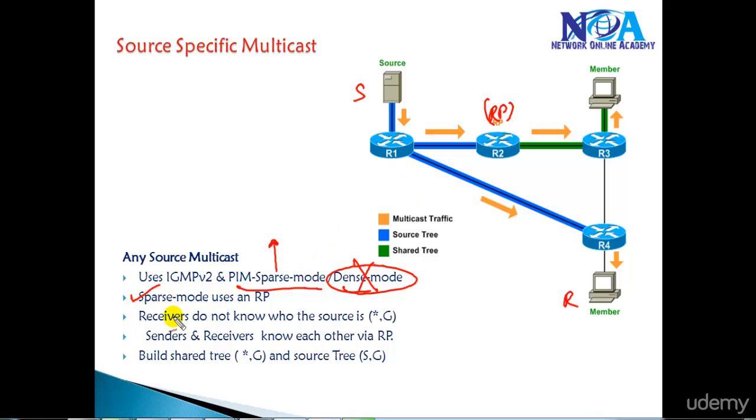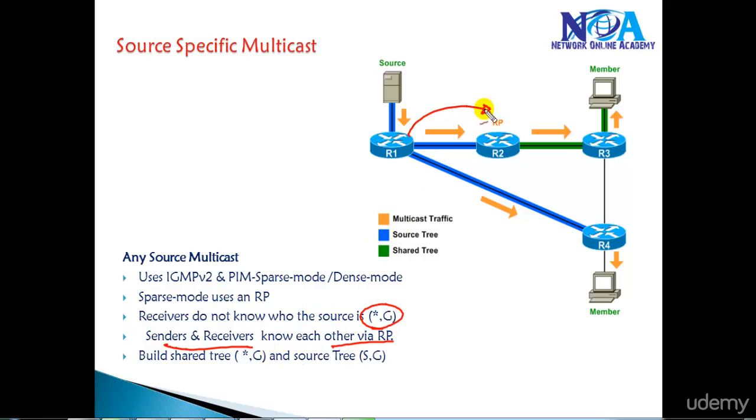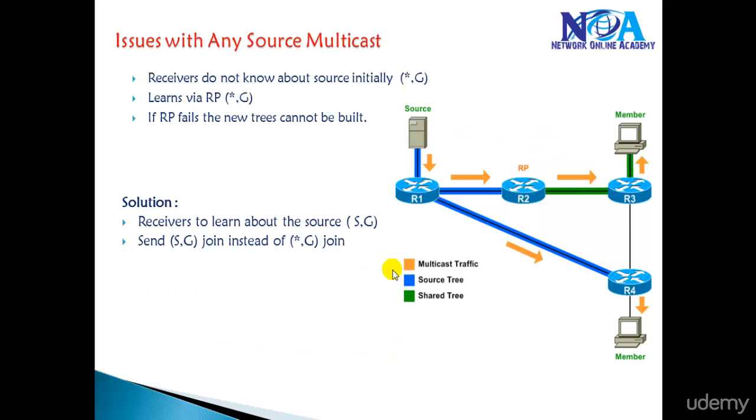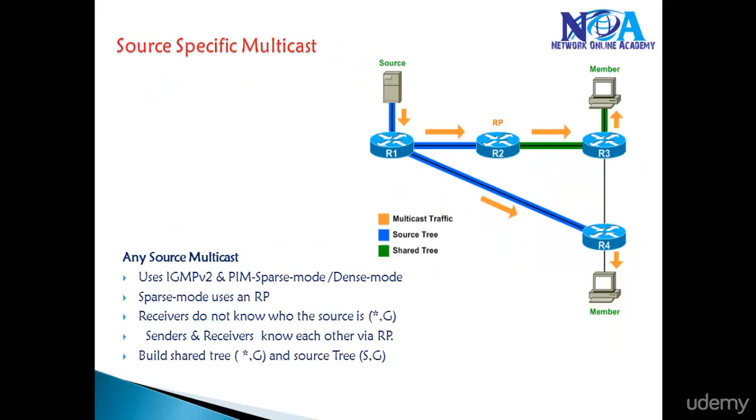Sparse mode uses an RP, and the receivers do not know about the source, so the sender and the receivers know about each other via RP. The source uses S,G entries and PIM register messages, the first hop router sends *,G entries, and the receiver knows about the source via RP. This typical any source multicast is where we are expecting multicast traffic from any source.